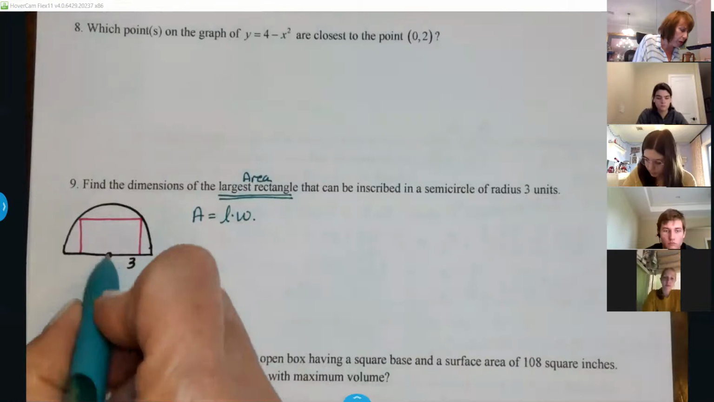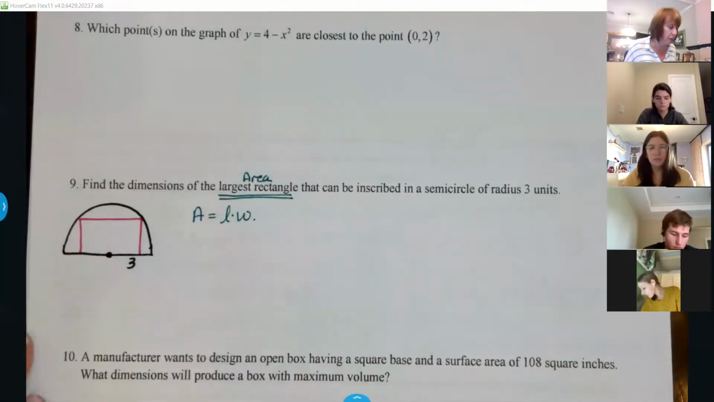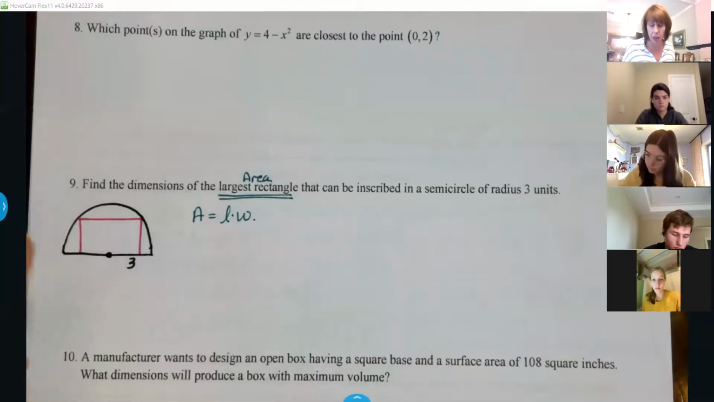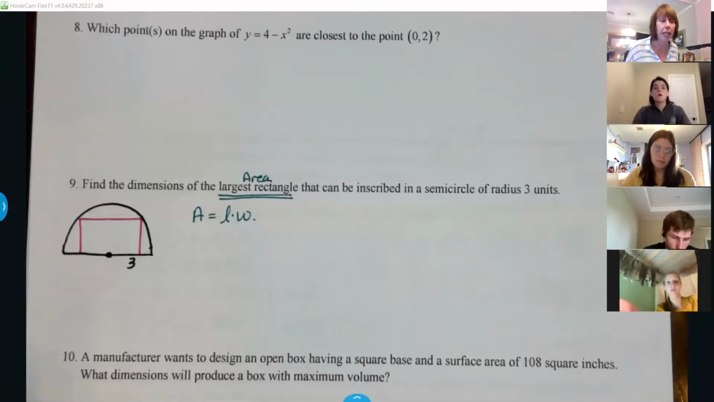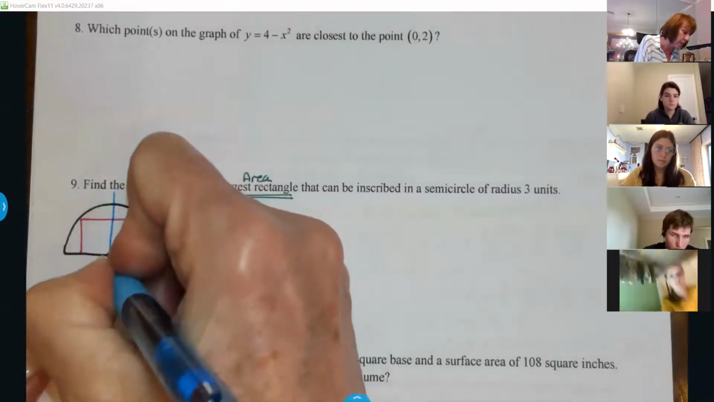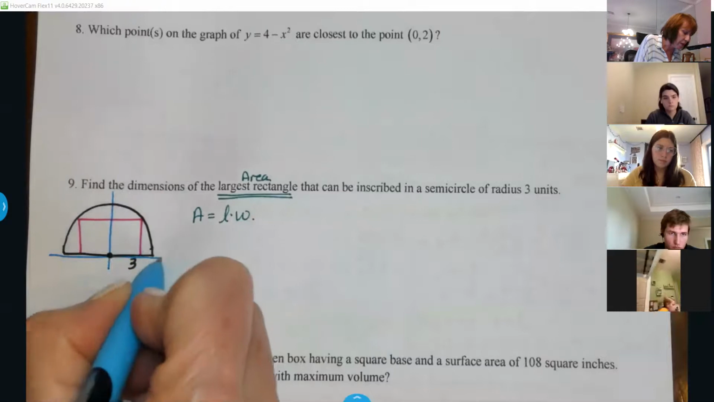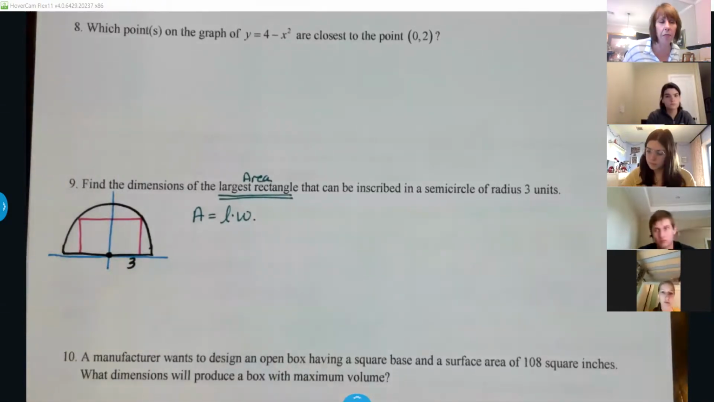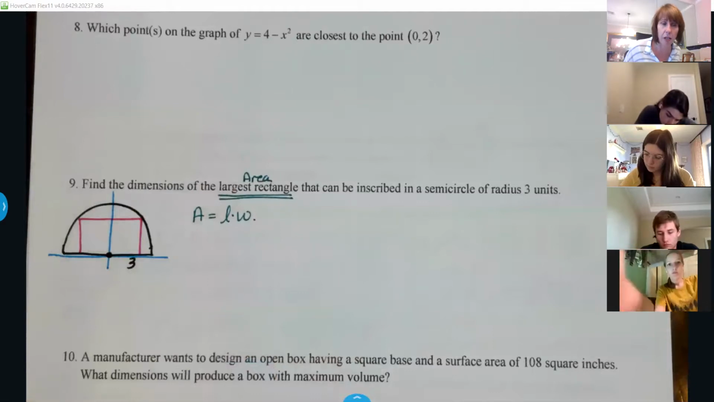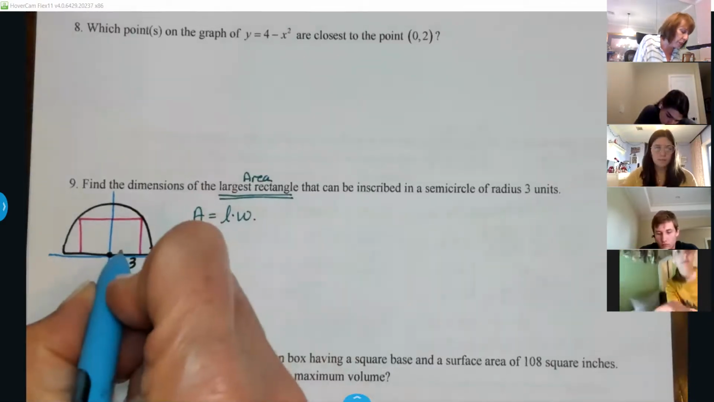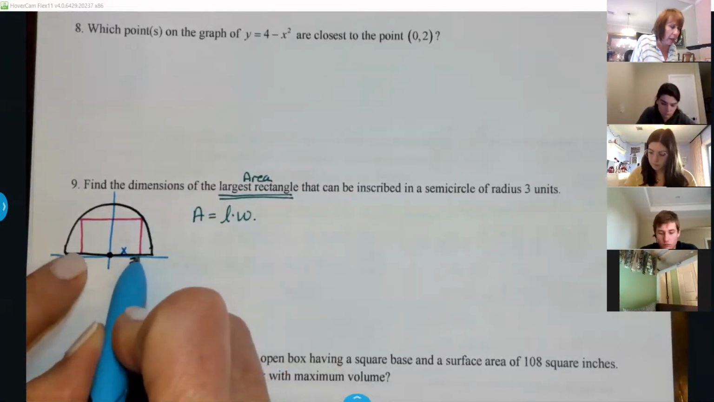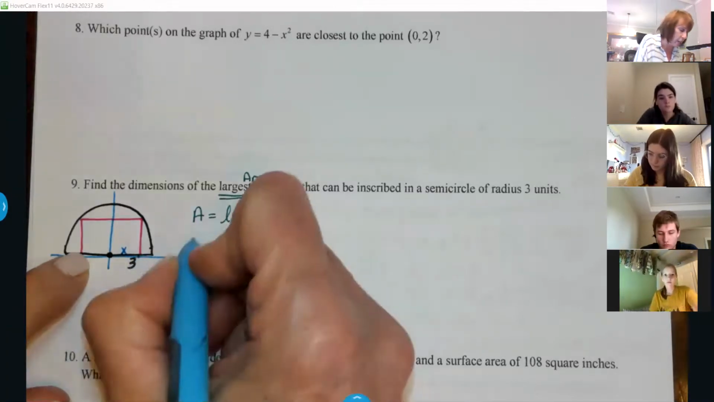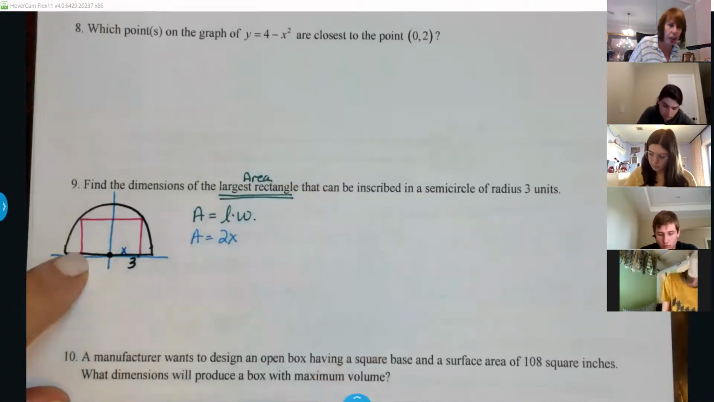So I am going to make this something that I can work with, and this is something that I would know to do just out of practice, you guys. I don't know if I would necessarily expect this of you right now, but putting this on the coordinate axis is going to be helpful for us, okay? Because then I'm going to call this little piece here x, which would mean my length is 2x, right? So I'm going to have 2x for the length.